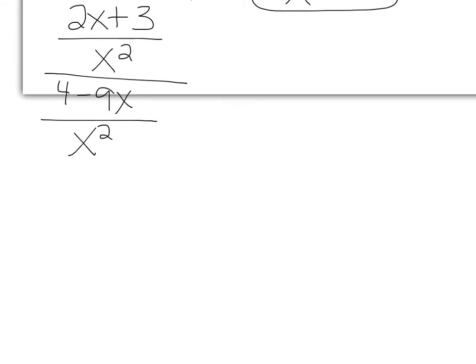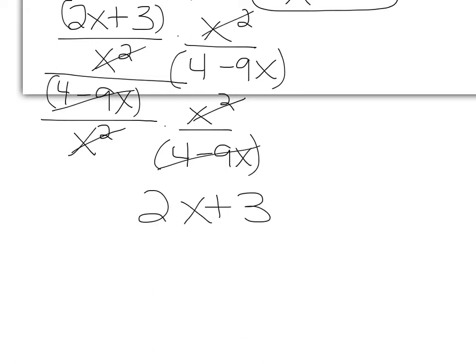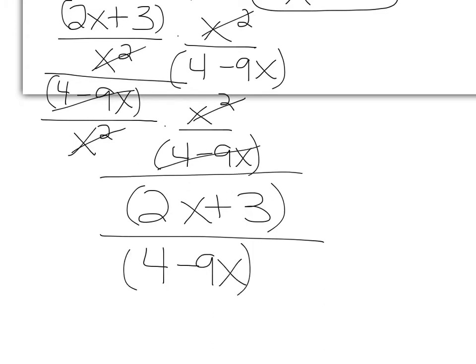Okay. So then when I multiply by the reciprocal of the denominator in my numerator and denominator, these cancel, these cancel, these cancel, and you're left with 2x plus 3 over 4 minus 9x. Can't do anything with those, so you're done.